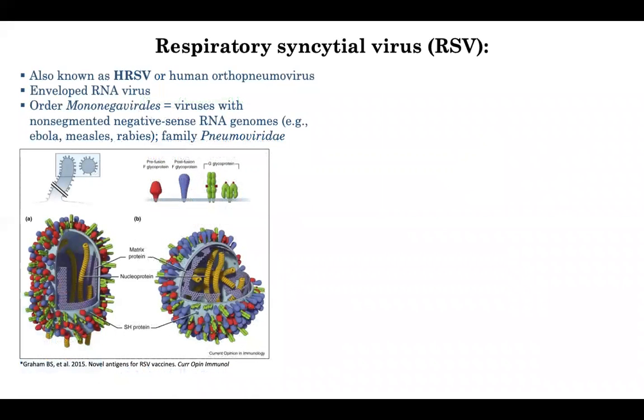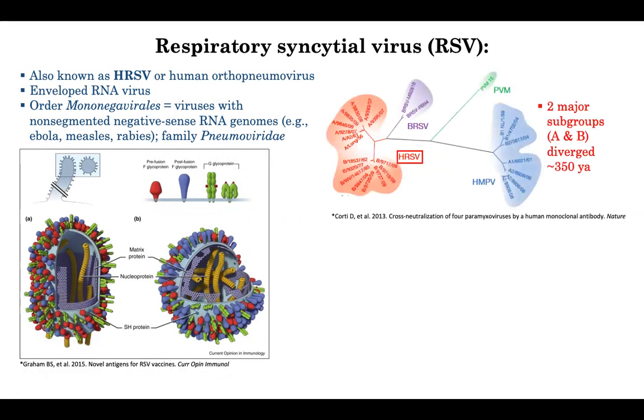So RSV stands for respiratory syncytial virus, which is also known as human RSV or human orthopneumovirus. Like SARS-CoV-2, RSV is an enveloped RNA virus. Unlike SARS-CoV-2, it belongs to the viral order Mononegavirales, which consists of viruses containing non-segmented negative sense RNA genomes and includes other important human pathogens like Ebola, measles, and rabies. RSV is a pneumovirus containing two major subgroups, A and B, estimated to have diverged over 300 years ago.